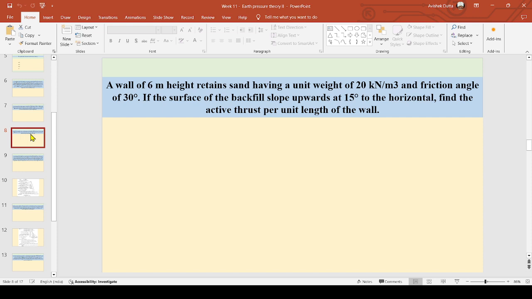I'll repeat the question. A wall of 6 meter height retains sand having a unit weight of 20 kilonewton per meter cube and a friction angle of 30 degree. If the surface of the backfill slopes upwards at 15 degree to the horizontal, find the active thrust per unit length of the wall. Okay.